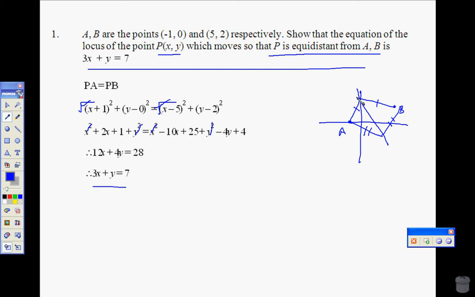So any point that moves such that it is equidistant from two particular points will give us a straight line. That straight line, if we work it out, is actually the perpendicular bisector as well.